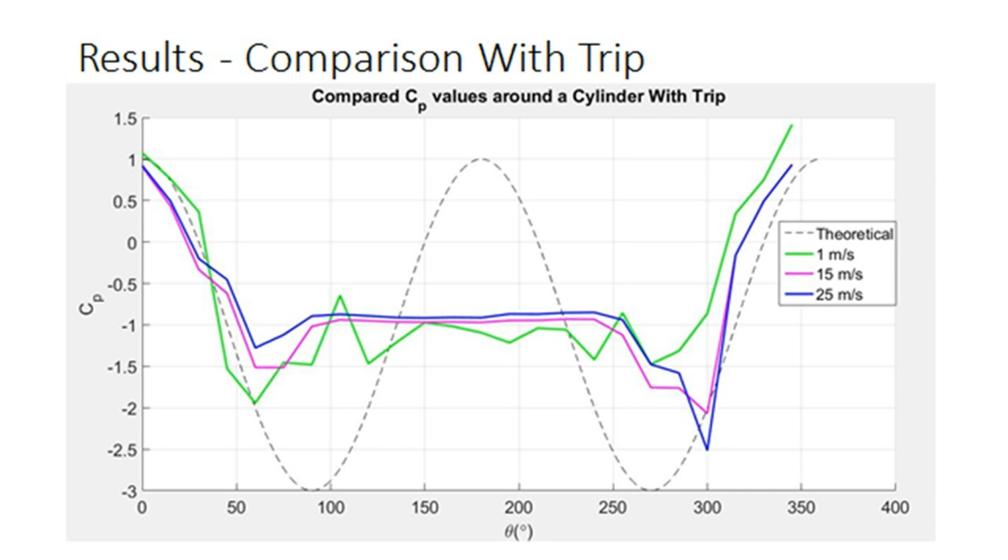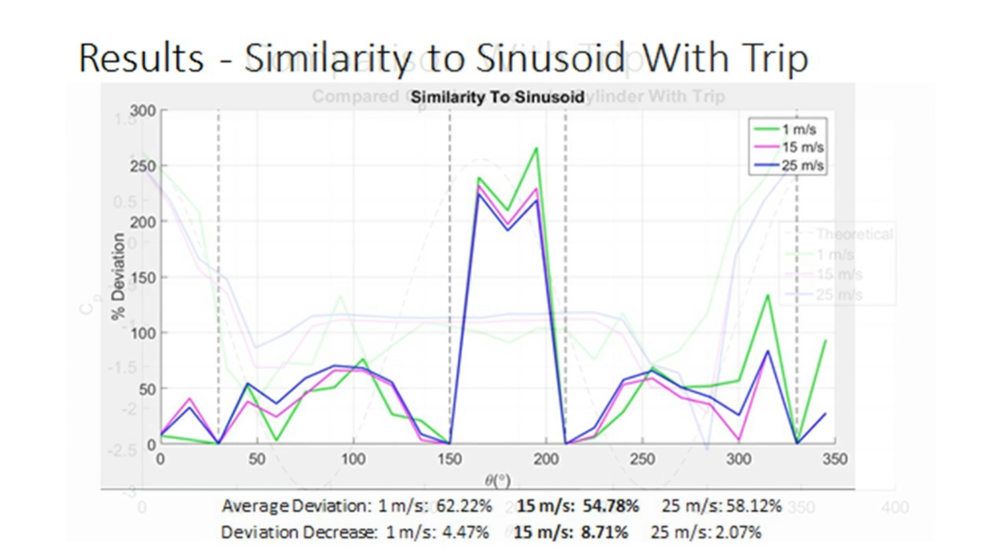Now, a trip strip has been added, and right away it is clear that there is some improvement. 1 meter per second has lowered, and the two faster speeds follow the sinusoid a bit better. Another deviation graph would quantify these values. Comparing the no-trip deviation graph to this graph shows that all three speeds improved when adding a trip strip. Notice that 15 meters per second improved the best, decreasing its deviation by 8%.